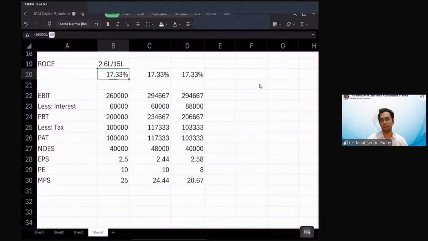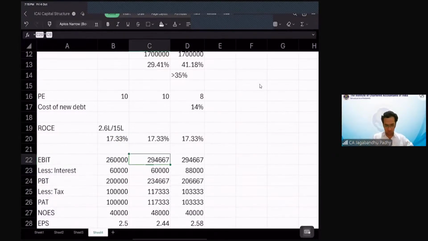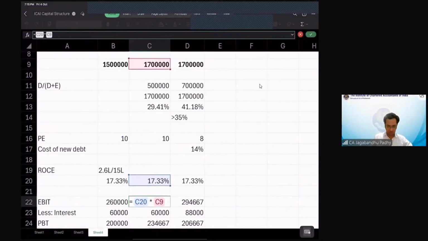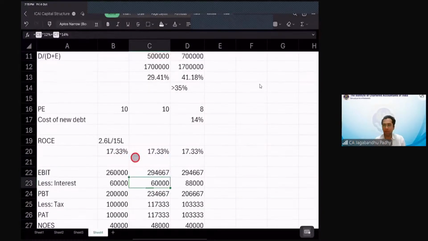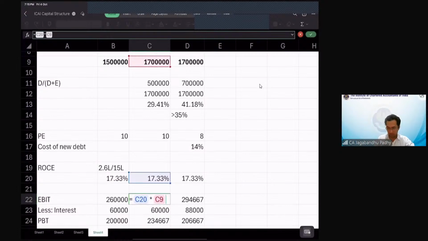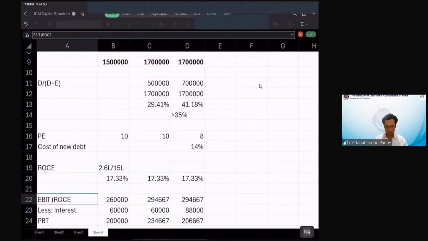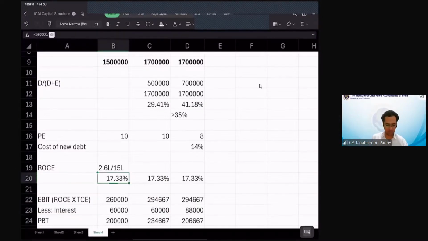Yes. Sir, that EBIT calculation 234,667, 206,667, how did it come? Can you tell me? 234, how did it come, please? It is the return on capital employed multiplied by capital employed. Please show here, sir. It's stated as a return on capital employed. So EBIT will be, of course, return on capital employed multiplied by total capital employed. Because you know what's the rate of return earned? That rate of return multiplied by the total capital employed will give you the EBIT.